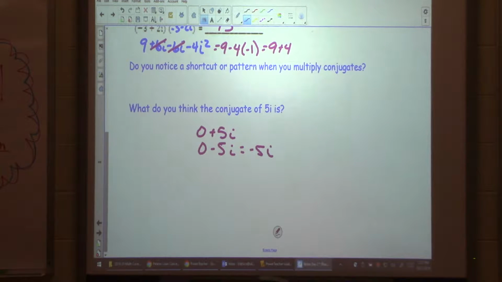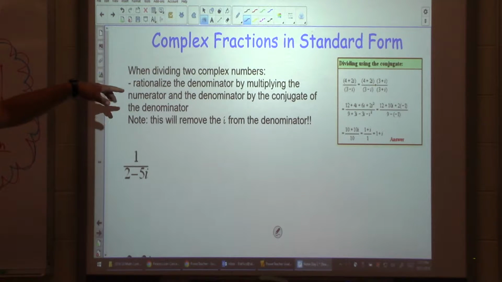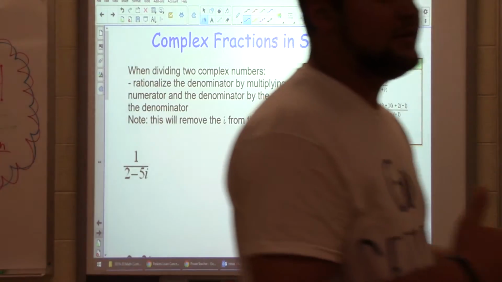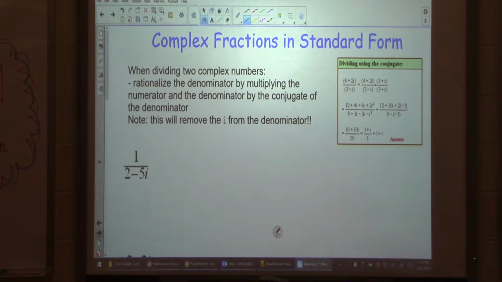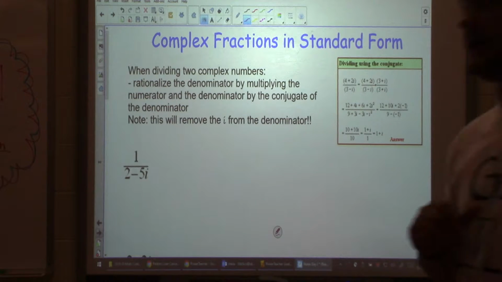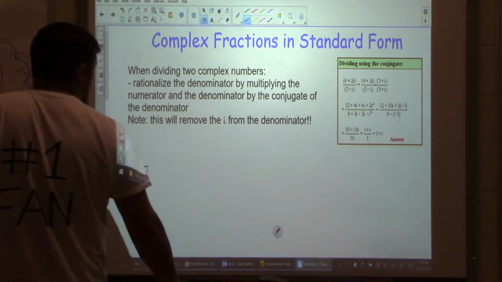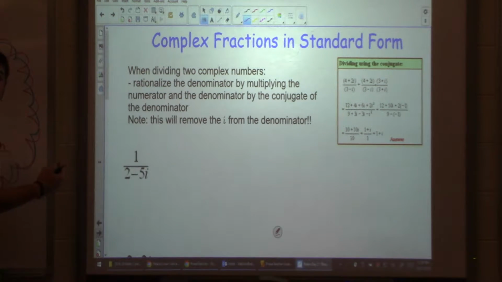Okay, any questions about the complex conjugate for right now? Okay, then, like I said, we're going to use it when we divide two complex numbers or you just have a fraction. If you have a fraction, you have an i in the denominator. We do not want any answers with i in the denominator. We want real numbers in our denominators. So what we're going to do is remove it. How do you think we're going to remove it?